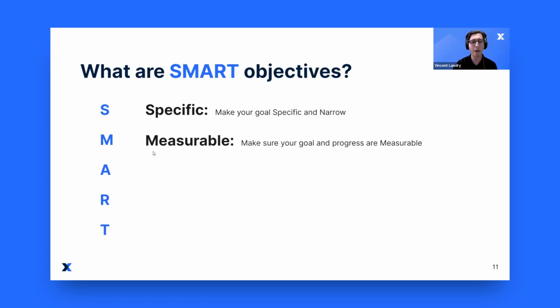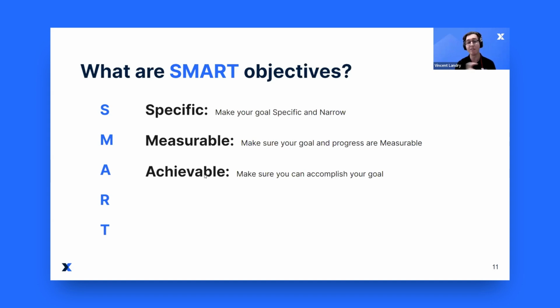Now introducing the M for measurable. We want to make sure that our goal is something that is measurable, that we can track. So instead of saying, I want to complete more preventive maintenance work orders per week, we could say something like, okay, I want to complete 10 maintenance work orders per week. This is the measurable portion of our objective.